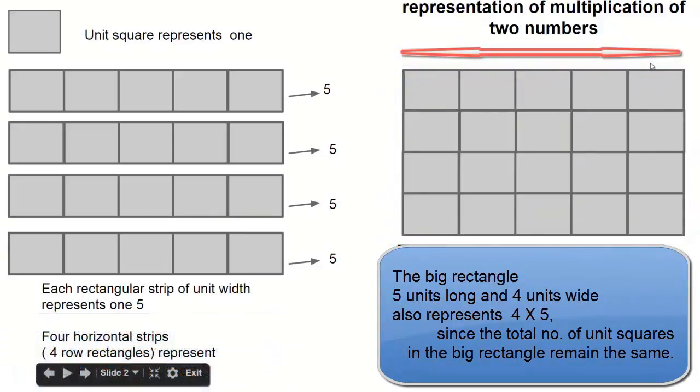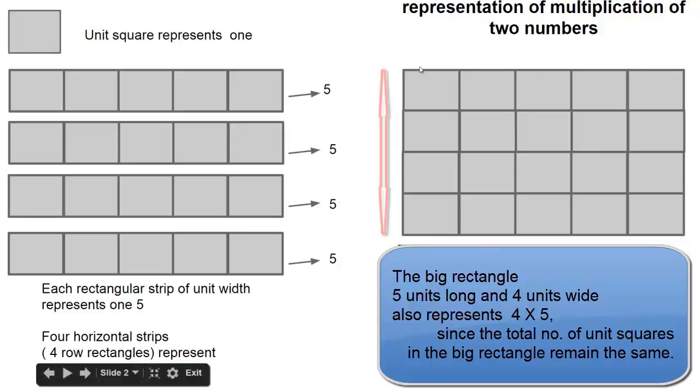It has a length which is 5 times as much as the little square or unit square, and a width that is 4 times that of the unit square. So we see this rectangle of length 5 units and width 4 units represents 4 times 5.